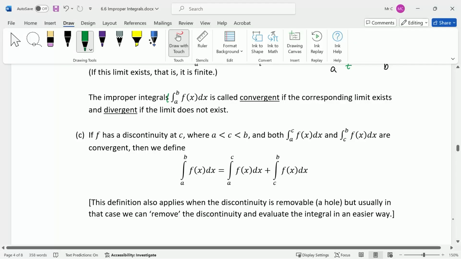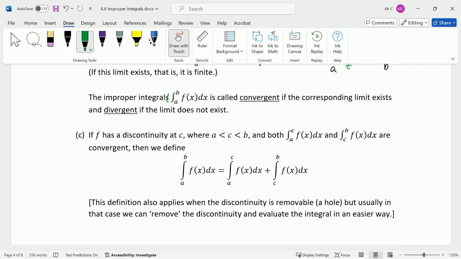Now finally, if f has a discontinuity at c, where c is in the interval from a to b, and the integral from a to c of f of x dx and from c to b of f of x dx are both convergent, then we define the integral from a to b of f of x dx as the integral from a to c plus the integral from c to b.